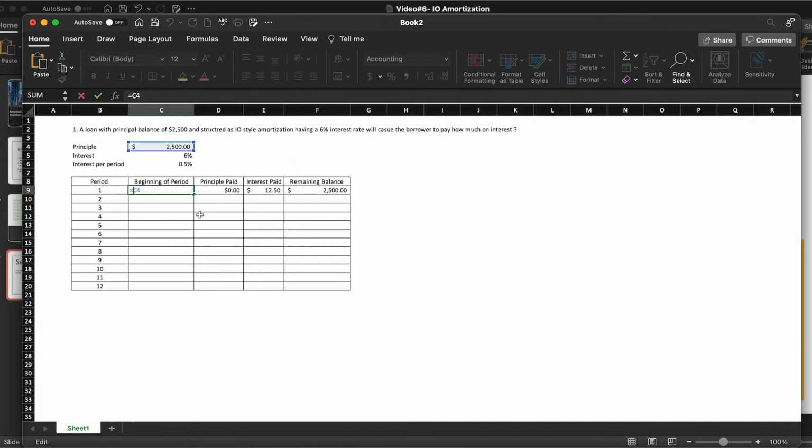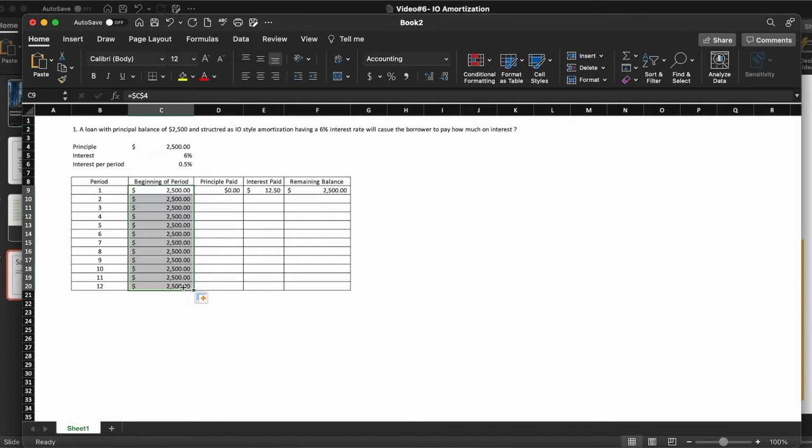Now, since we're not going to be paying down any principal, we can basically just drag this down to the last period because we know we're going to be paying the balloon payment at the very end. We know we're just going to have $0 until the last period where we're going to pay the whole principal.